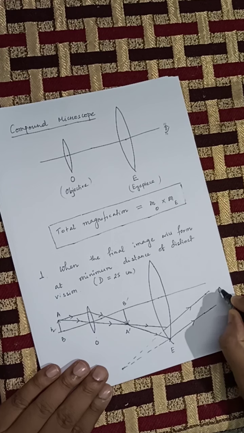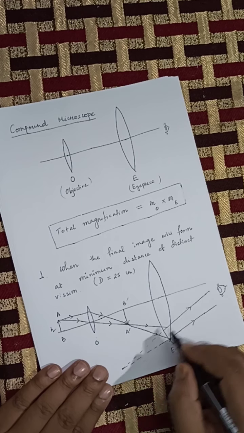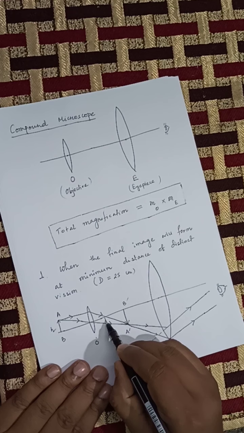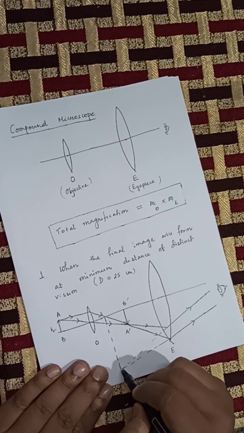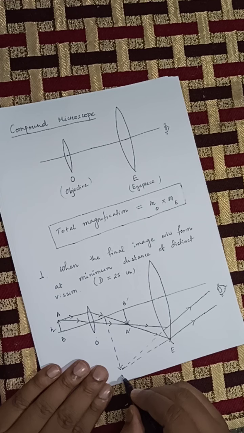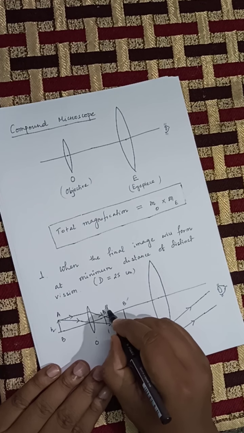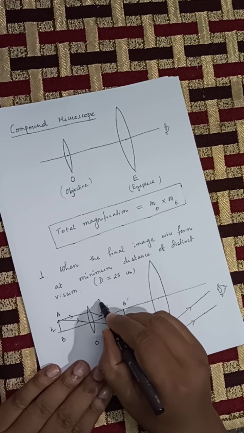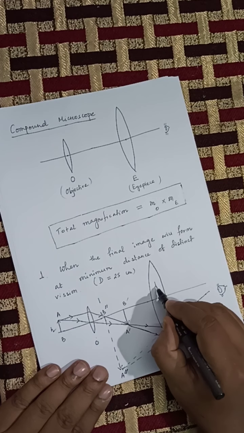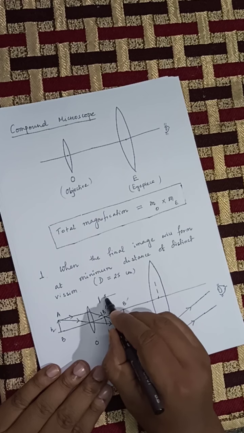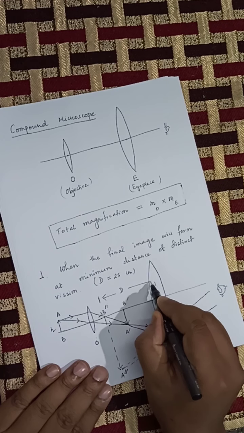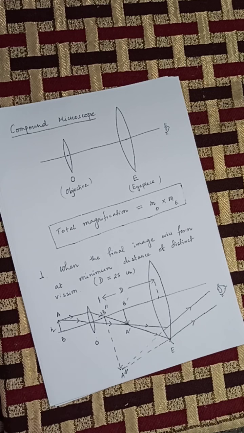Okay. So here we observe the image, and the final image will form at a distance of d, that is the minimum distance of distinct vision. Suppose this final image is A double dash B double dash, okay, which will form at a distance of 25 centimeter from the eyepiece lens.